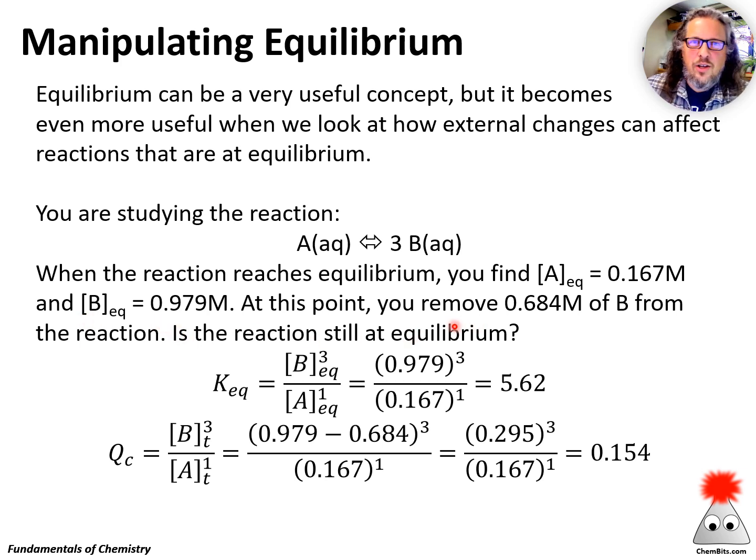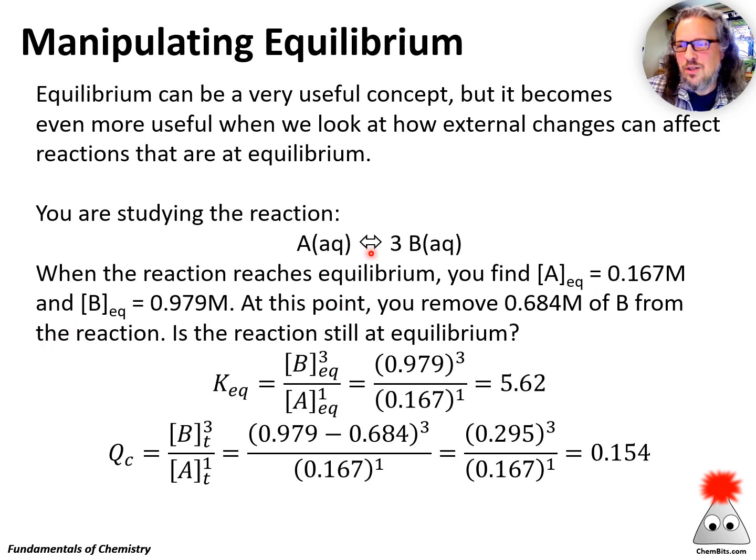Now, before we even look at any mathematical details here, it better not be at equilibrium, right? I've just reached in and removed a bunch of product, a bunch of B from the reaction, so it can't be at equilibrium anymore. So simple answer is no, it's not still at equilibrium, but let's explore that a little bit more.